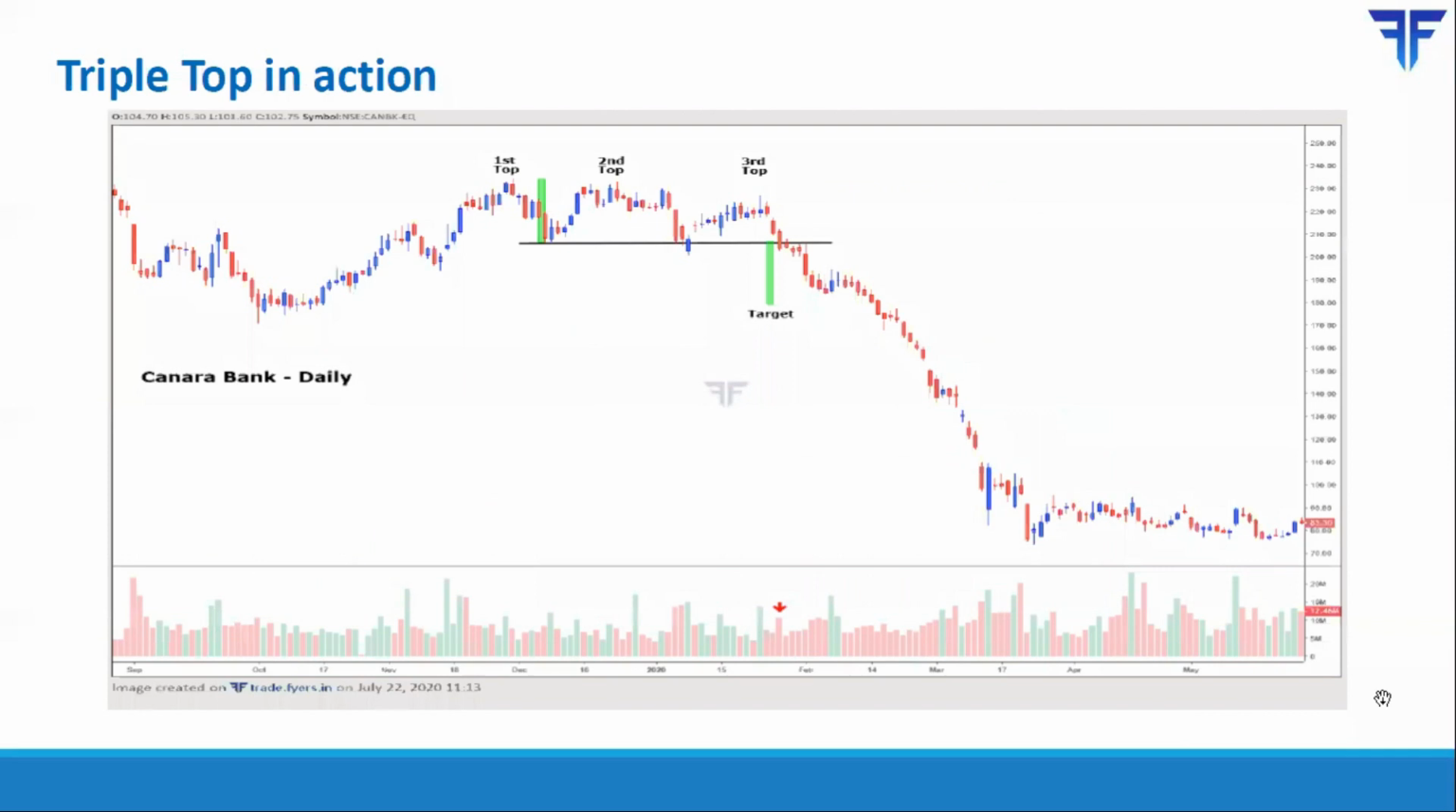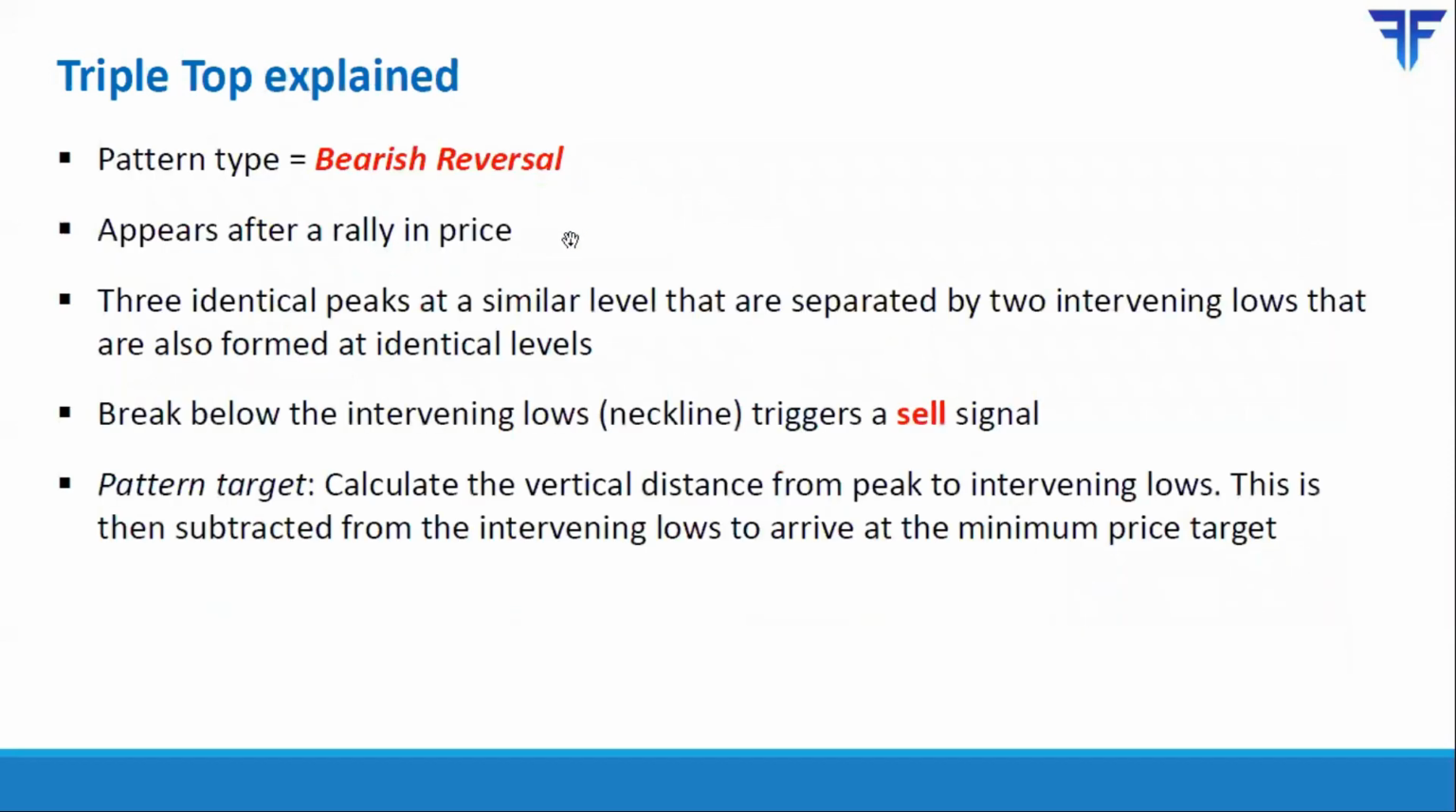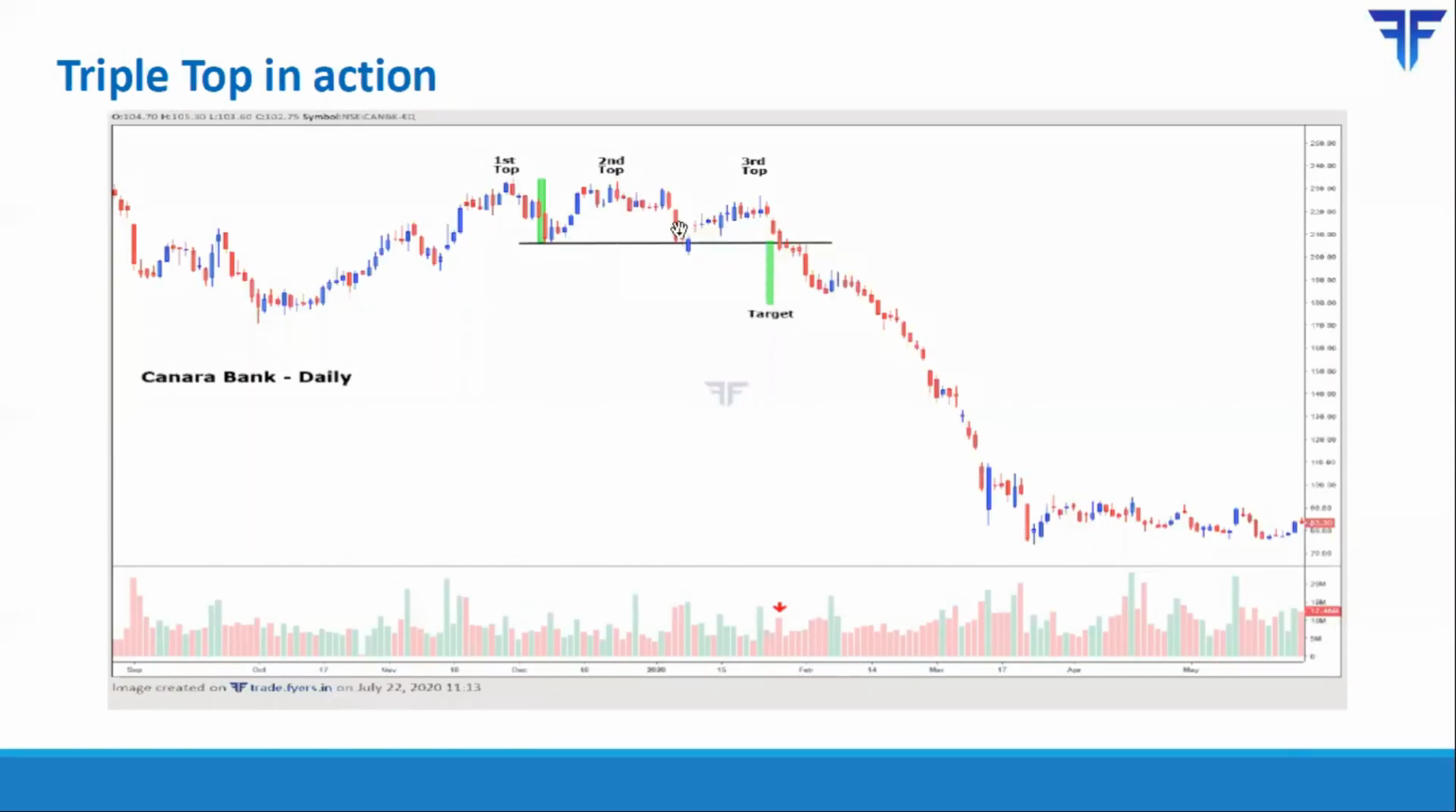An important thing to keep in mind about triple tops as well as about triple bottoms is that the peaks need not essentially occur at exactly the same level. So some form of leeway you should always allow. So look at this particular chart. It's a daily chart of Canara Bank. The first top was made over here following a nice rally in price. From there it fell, rallied again, fell. It briefly broke this neckline, but it never sustained below that neckline. So this was more like a false sell signal that was generated.